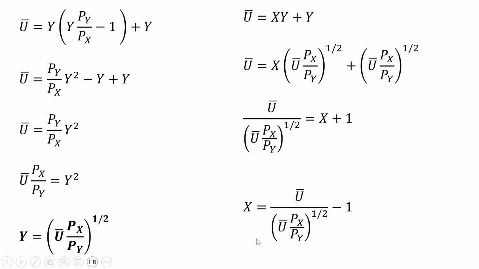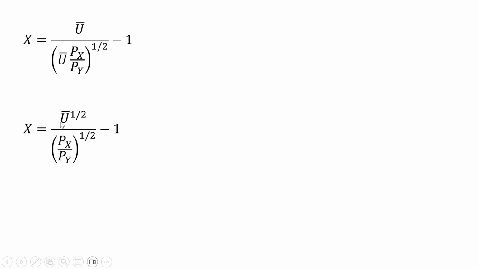Moving that plus 1 over to the other side. And we'll continue to simplify this. So just our last step. This u bar divided by u bar raised to the 1/2 power will just leave us u bar raised to the 1/2 power in the numerator. And then multiplying the numerator and denominator by the reciprocal of this, we can simplify our compensated demand for good x to this result right here. Okay, that is it.